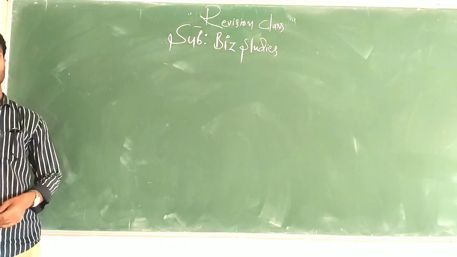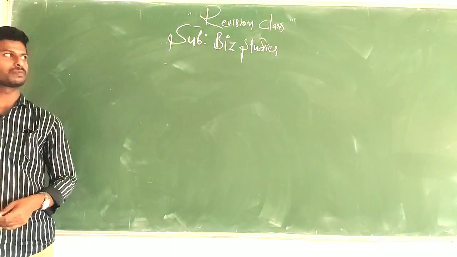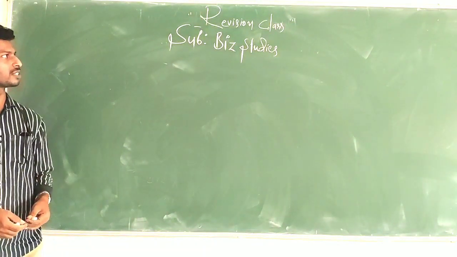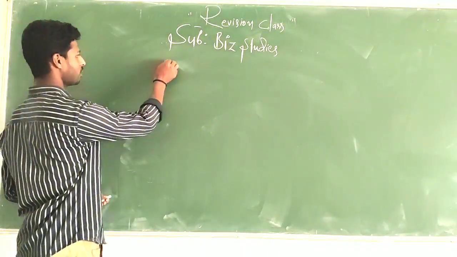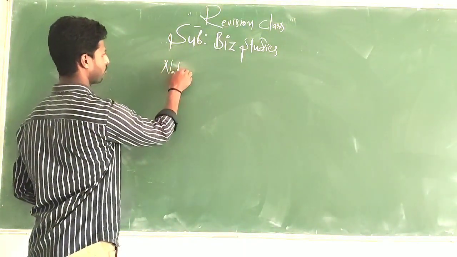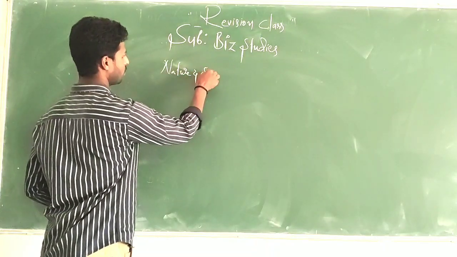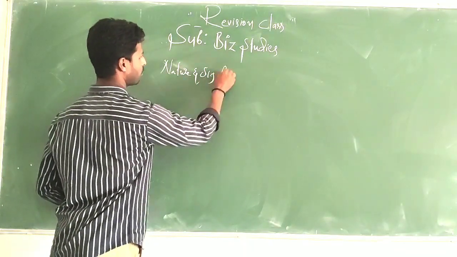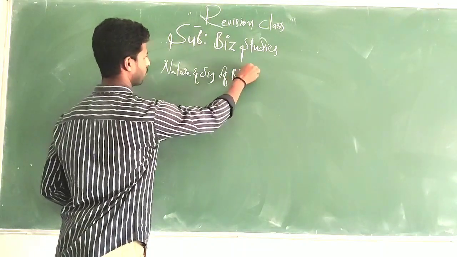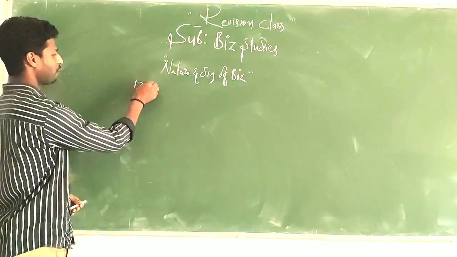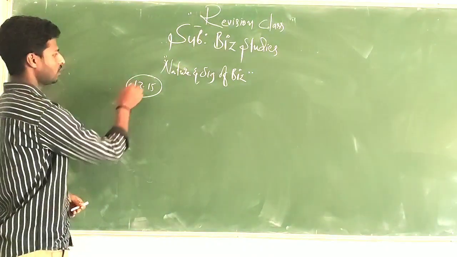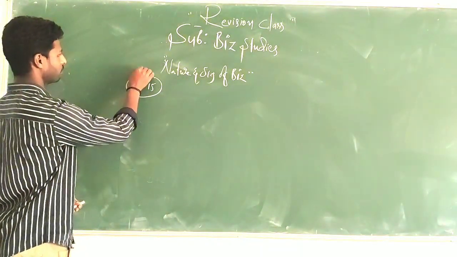In the previous class, I have uploaded practical oriented questions. Today, we go ahead with revision classes on the chapter Nature and Significance of Business. From this chapter, you can expect 13 to 15 marks in the annual examination.